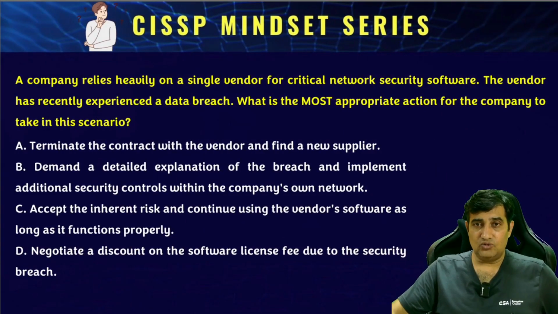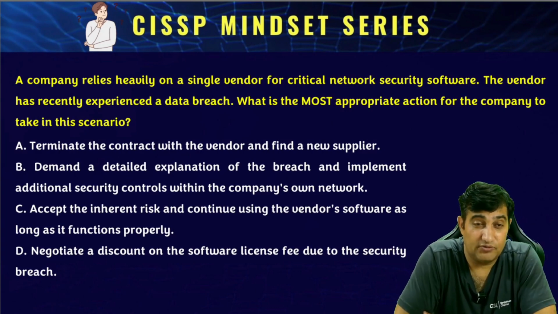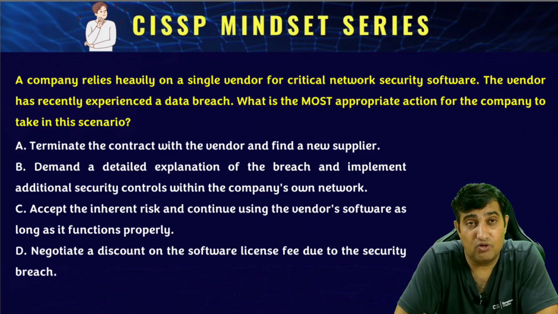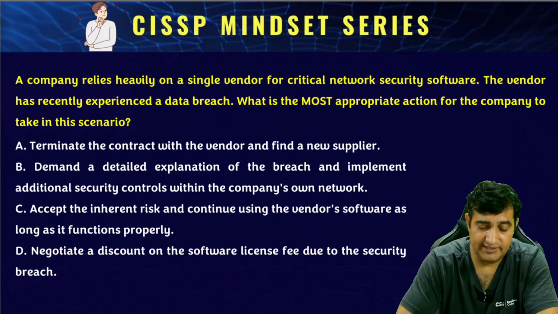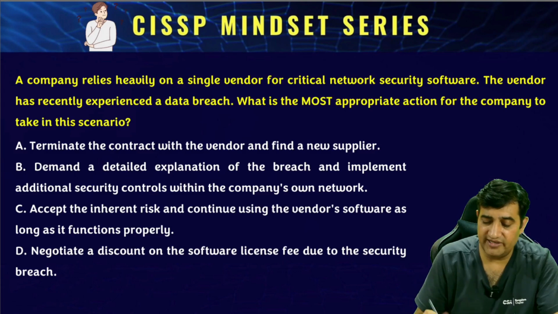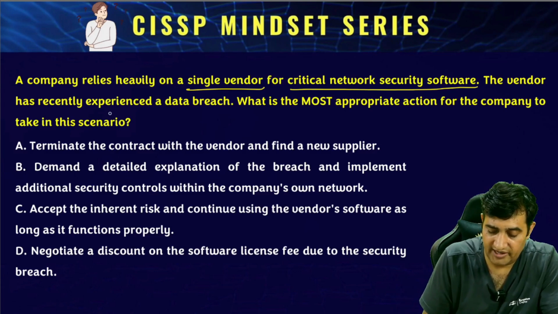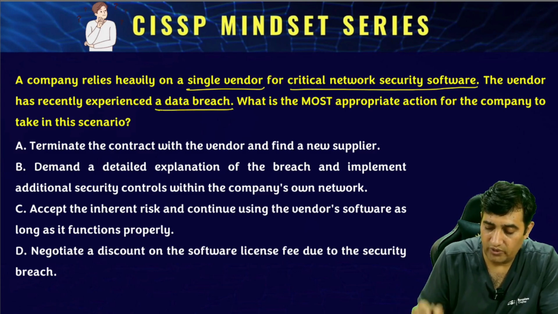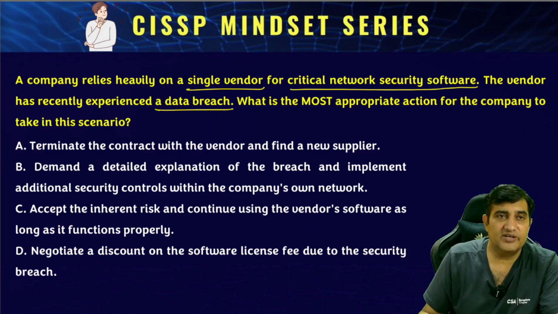Okay, so let's go through the last question for today. Team, this particular question is taken from objective 1.11, which talks about supplier risk management. A company relies heavily on a single vendor for critical network security software. The vendor has recently experienced a data breach. What is the most appropriate action for the company to take in this scenario?